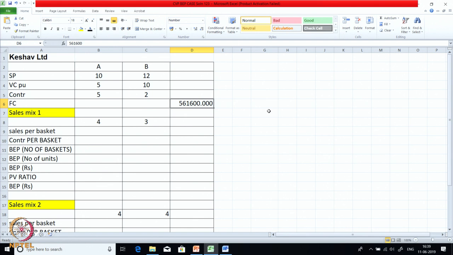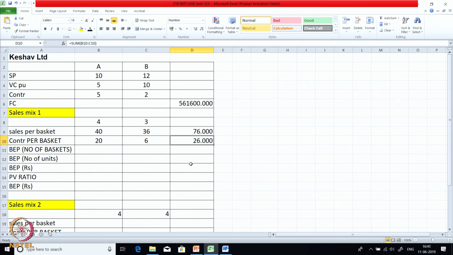Now, to compute the BEP, it will be easier if you make a basket. So, in sales mix 1, we have made a basket of 4 A's and 3 B's. So, what is the sales per basket now? 4 into 10 that is 40, 3 into 12 that is 36. Total sales price for the basket is 76. Contribution: 5 is the contribution per 1 unit of A, 5 into 4 that is 20, and 6 because 3 into 2. So, total contribution for the basket is 26.